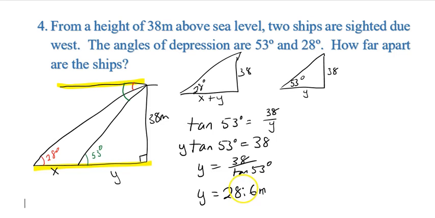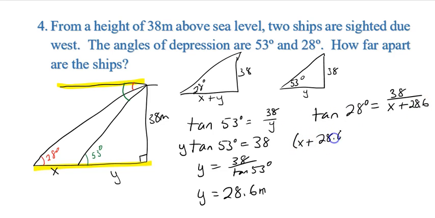But that doesn't answer my question. I'm really trying to find x, so I need to go to my other one, tangent of 28. And this would be opposite and adjacent again. So 38 over x plus y. But instead of y, I'm going to write 28.6 because I know what y is now. This is a little more complicated because when you multiply by the denominator, you need to keep it in parentheses. So multiply it to the other side, keep in parentheses.